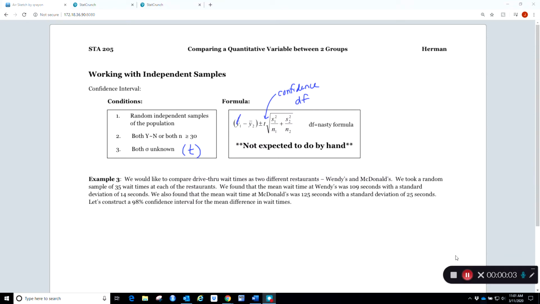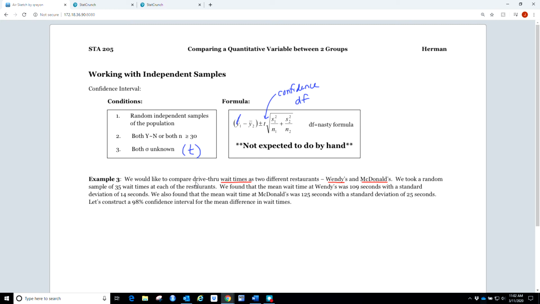Let's go ahead and dive into example 3. We want to compare drive-through wait times at 2 different restaurants, Wendy's and McDonald's. Just from reading that, my quantitative variable is going to be wait times, and my categorical variable with 2 options, creating my group, is going to be Wendy's and McDonald's. We took a random sample of 35 wait times at each of the restaurants. We found the mean wait time at Wendy's, given their information. Same thing at McDonald's. We're going to construct a 98% confidence interval.